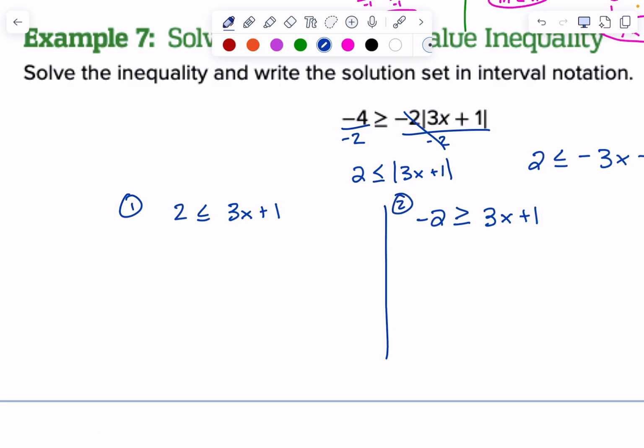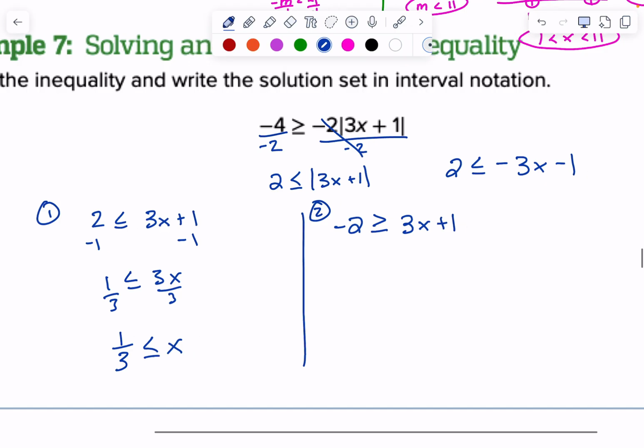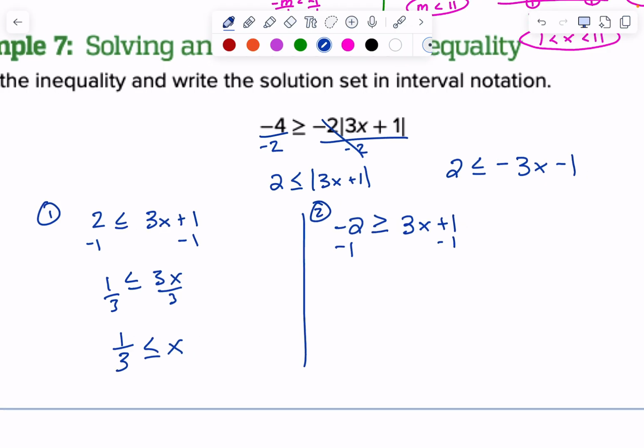Okay? So let's solve this guy. I'm going to subtract my 1. So this is 1 is less than or equal to 3x. If I divide by 3, we get not nice numbers. X is greater than or equal to 1/3, or 1/3 is less than or equal to x, right? Then I'm going to subtract the 1 over here. And -3 greater than or equal to 3x, and I divide by 3, and x is less than or equal to -1.